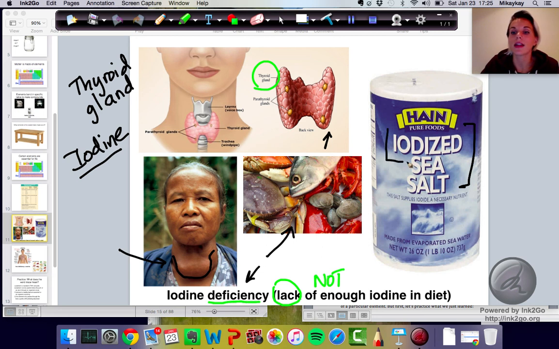And so now they sell iodized salt, which means that it's sea salt, or any salt really, that has iodine added to it to help people avoid having this lack of iodine in their diet. That kind of solved the problem in the US, and in countries where they sell iodized salt, they see a lot less of this type of condition. So that is an example of what happens when you don't get enough of a trace element. Again, you don't need a lot of it, you just need a little.